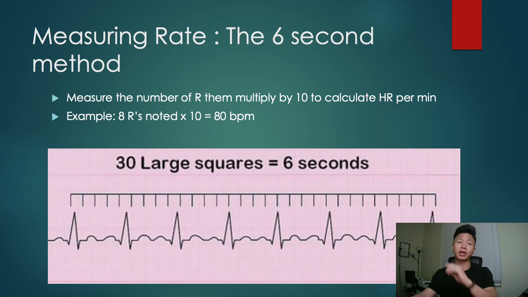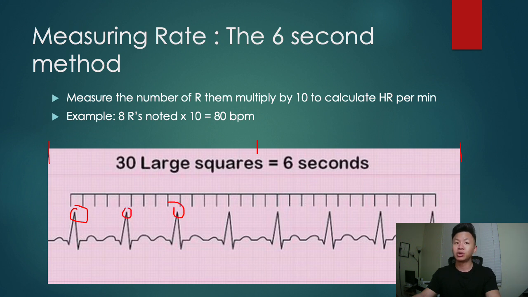All right, first thing we have to do is find what we call a 6-second strip. You're going to see these lines located at the top of the strips. And from one line to the next is about 3 seconds. You're going to take 2 of these intervals, okay? And you're going to measure all the R's. So the way we do this is taking a look at the top of the R's and counting these R's. So let's count this.